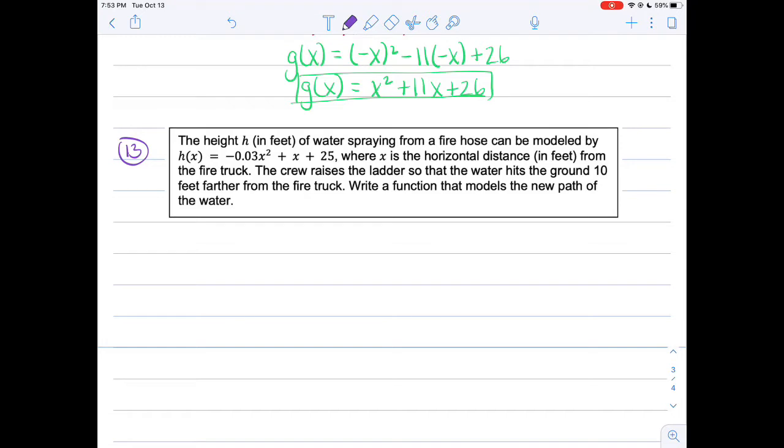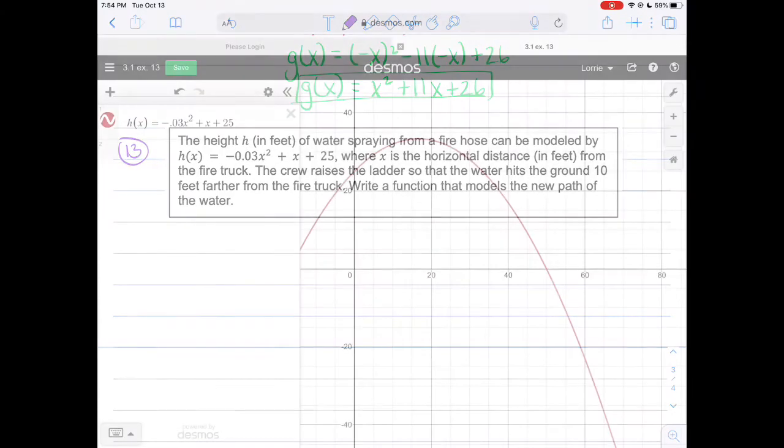All right, so we want our ground level, or our distance along the ground level, to be 10 feet further. So we want our horizontal distance to go further. Let's take a look at this equation in Desmos to help us out with modeling this.